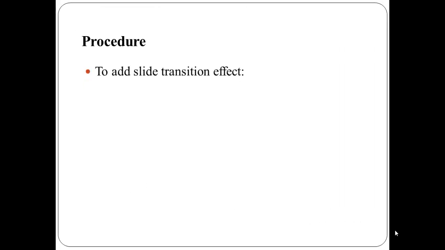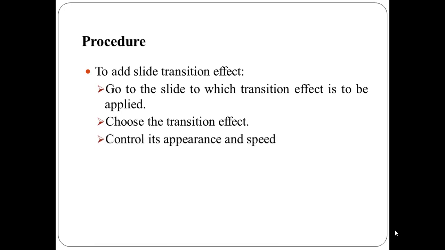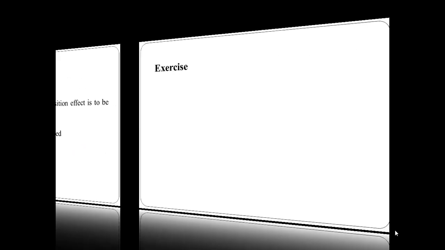You can also add a slide transition effect. So to do this, go to the slide to which the transition effect is to be applied. Then go to the relevant menu to choose the transition effect. Once the effect is selected, choose from different options to control its appearance and speed.